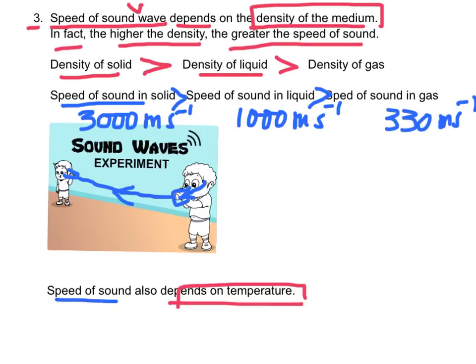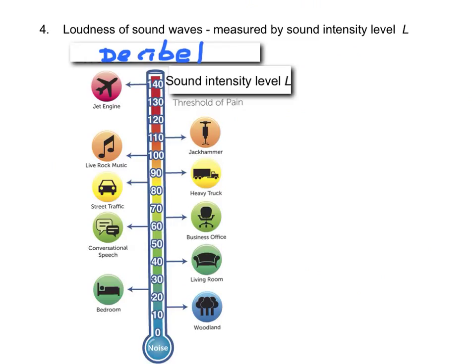Speed of sound wave also depends on temperature. Generally, the higher the temperature, the greater is the speed of sound. Number 4. The loudness of the sound wave is described by using sound intensity level. The symbol is L.